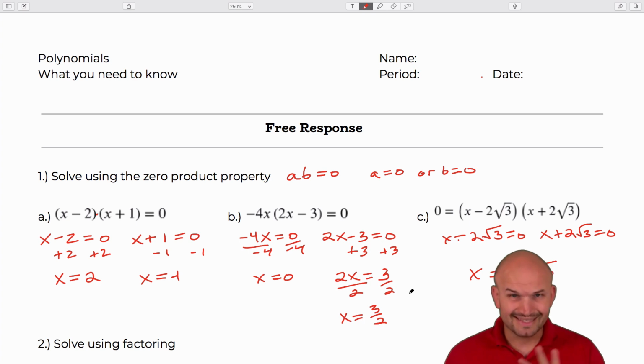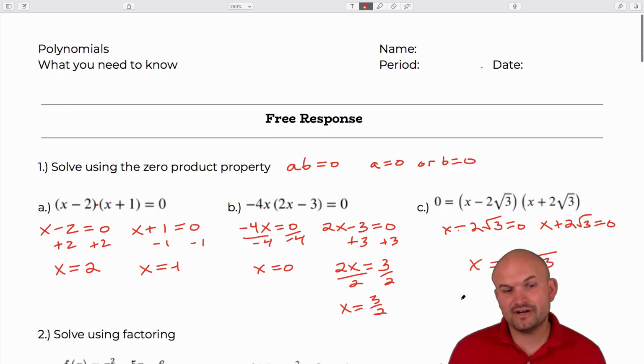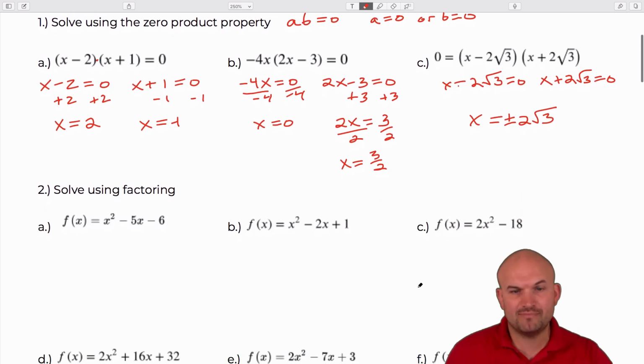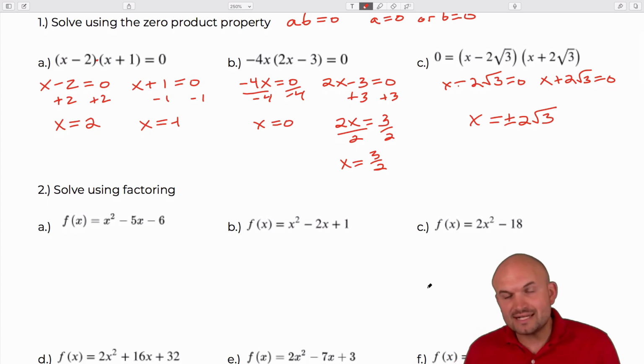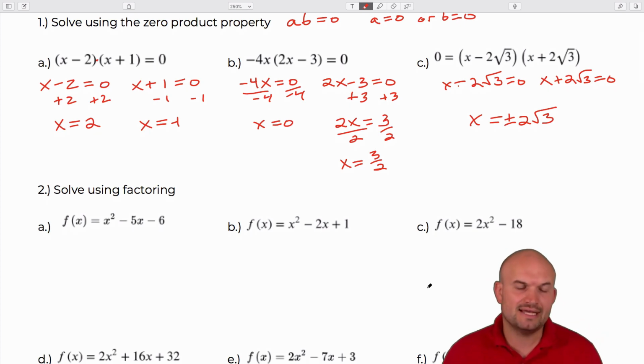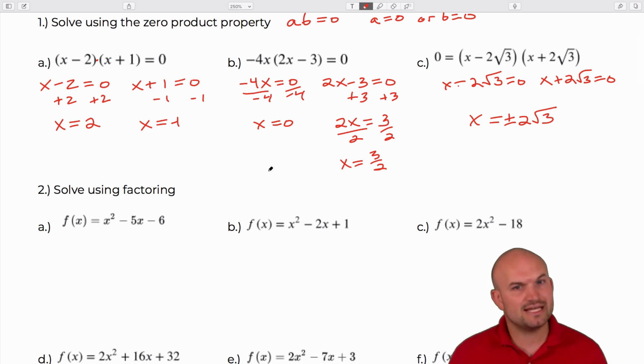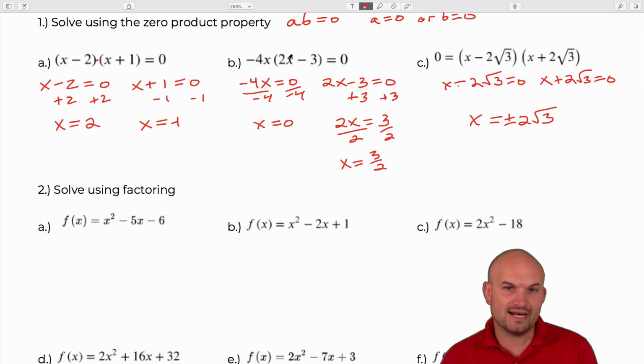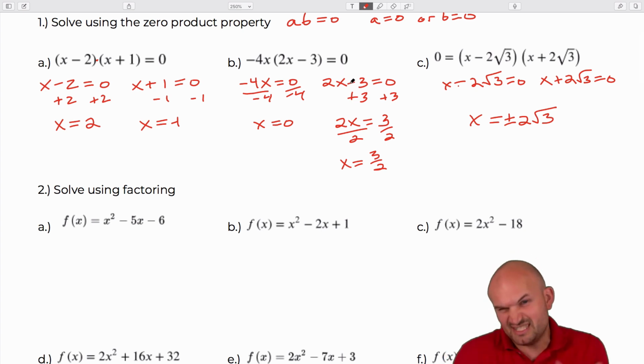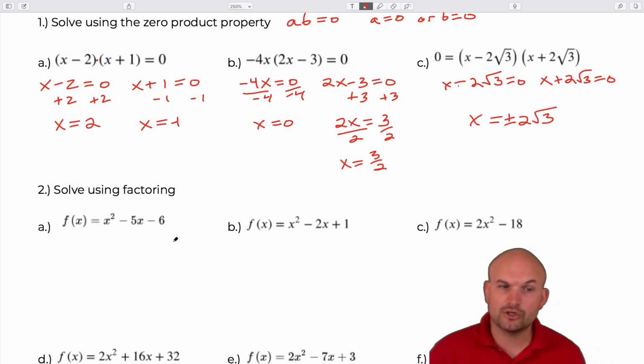So that's the zero product property, and that's very important because in our next set, we're going to solve by factoring. So again, the process of factoring is to rewrite an expression as a product. And the reason why that's helpful is if we can rewrite it as a product and we can have it set equal to 0, at least in this case, we can solve using the zero product property.